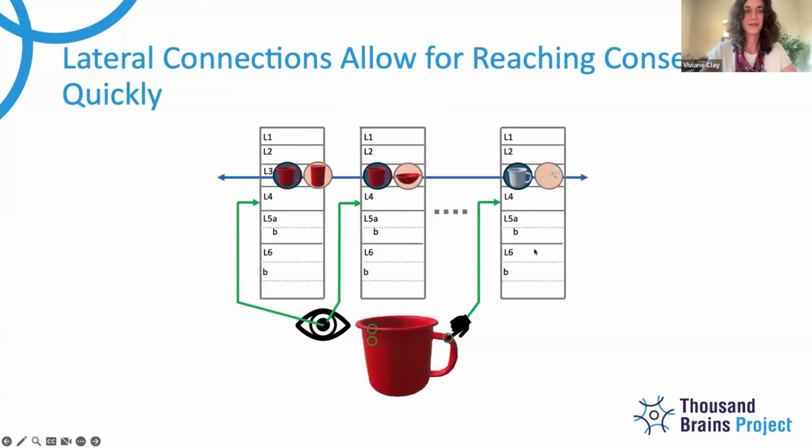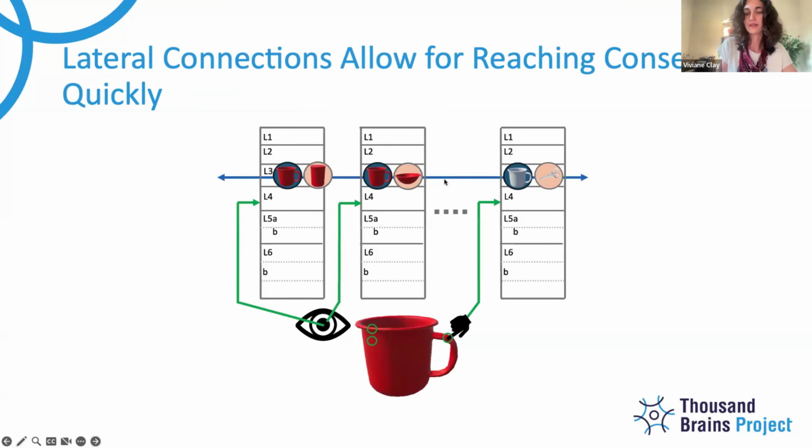Okay. I'll cover this one briefly because this was actually already suggested in previous papers from Numenta and the Thousand Brains theory. So the proposed role for the lateral connections, so these connections that are between the same layer of two cortical columns, those can be used to reach rapid consensus.